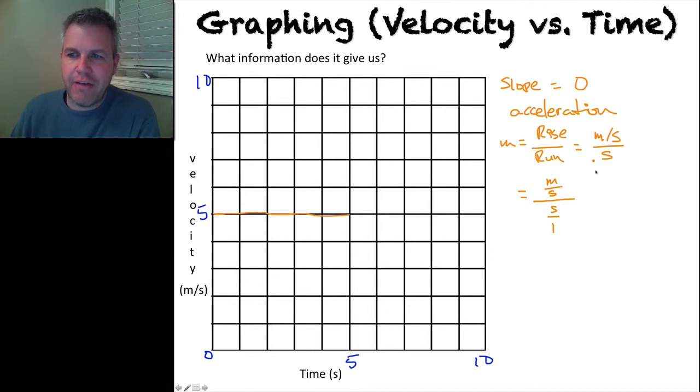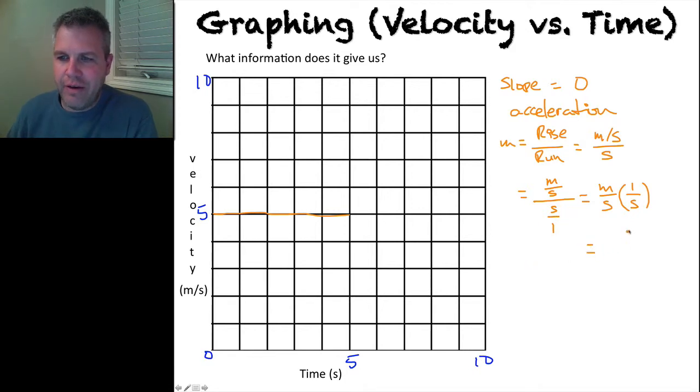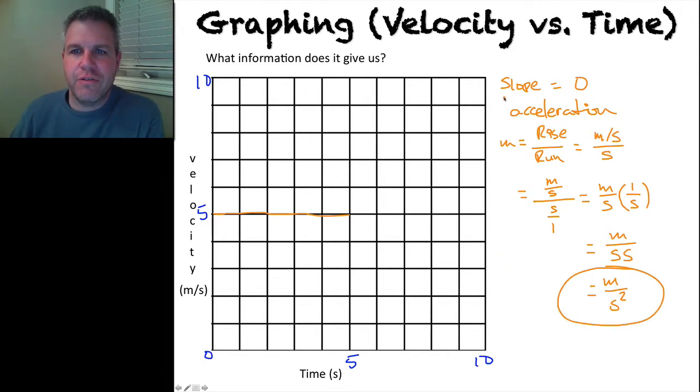Anytime I have seconds by itself, I can put it over 1 and it just equals itself. Now, when I divide by a fraction, I multiply by its reciprocal. So this gives me meters per second times 1 over seconds, which is the reciprocal. That now equals meters over seconds times seconds, which is meters per second squared, a unit of acceleration. So the first thing I need you to understand is that the slope on a velocity versus time graph is equal to acceleration.